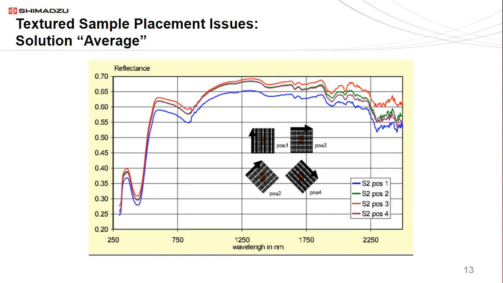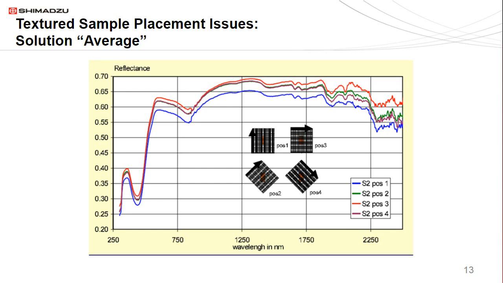Our final sample consideration here is going to be about samples that have a texture to them. This is most predominant in fabrics that have a weave that has a certain orientation. You can see here in the example we have a fabric with a distinct weave placed in 4 different positions, and you can see that it gives 4 distinctly different spectra at the top.